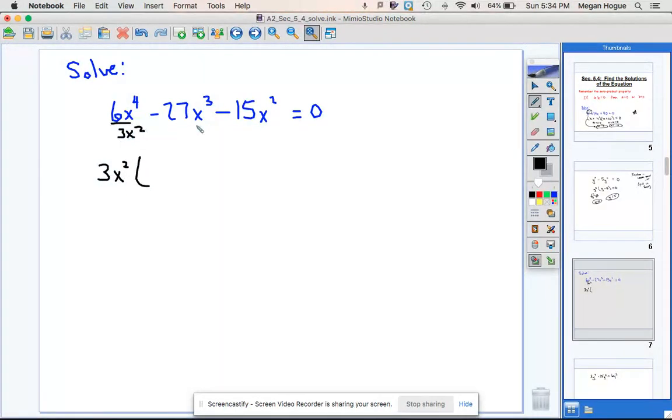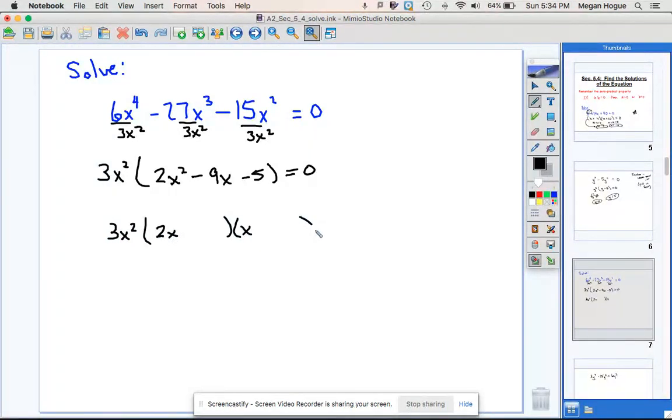If it helps you to show your division, certainly show it. You don't have to. Ooh, it's going to be a guess and check, unfortunately. We're going to have 2x squared minus 9x minus 5 equals 0. Don't lose track of that GCF. So 3x squared. Here's that guess and check. So 2x and x.